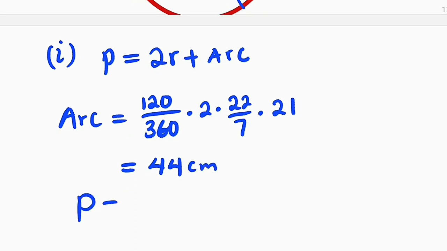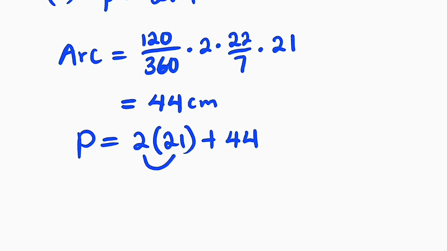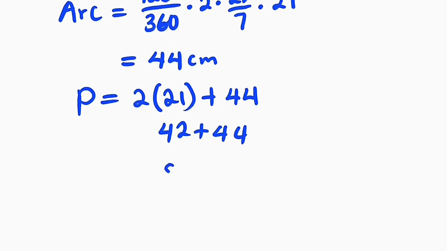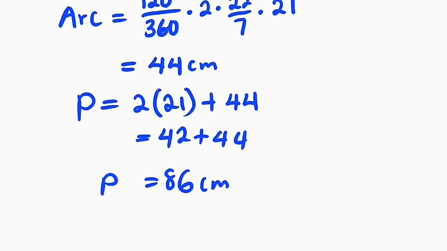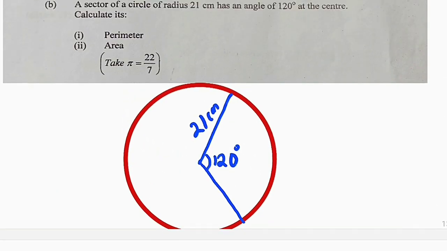So the perimeter will be 2 times the radius, which is 21, plus the length of the arc, which is 44. 2 times this will give us what? 42. So this is 42 plus 44, which is going to give us 86 centimeters. So this is said to be the perimeter of that sector. We have answered Roman 1.